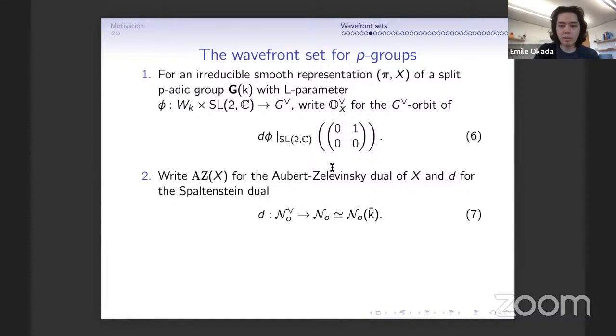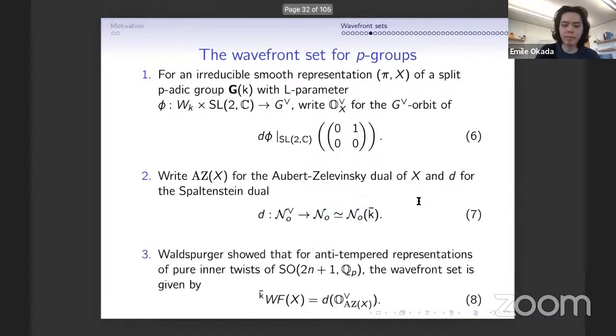We also need to introduce some dualities. So the Aubert-Zelevinsky dual of X is a duality on the Grothendieck group of smooth representations for the p-adic group. And D here is the Spaltenstein dual, which I called earlier the Barbasch-Vogan dual, which I'll call the Spaltenstein dual in the rest of this talk. And we view it now as a map from nilpotent orbits in the complex dual group to geometric orbits on the p-adic side. And we do this by just identifying these two using Pommerening's map that I mentioned earlier.